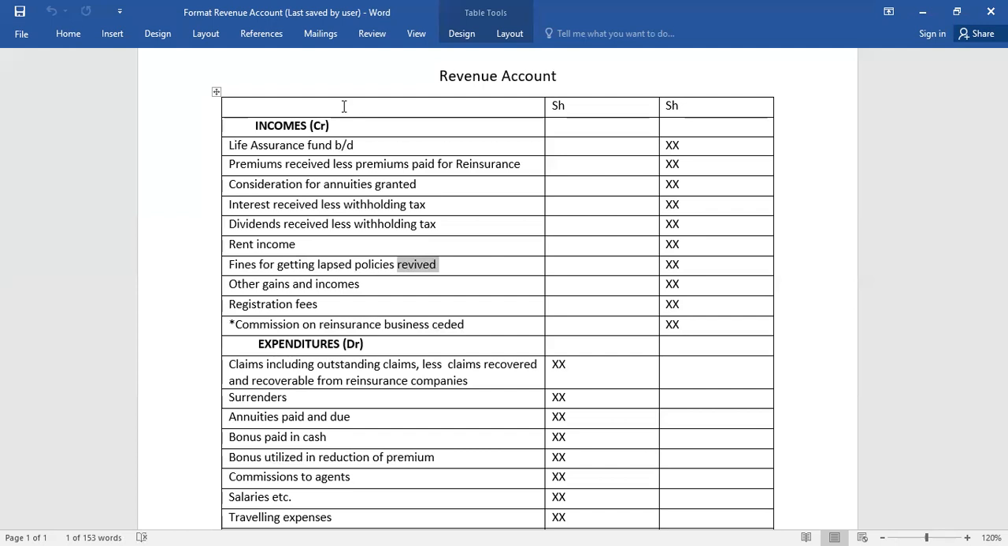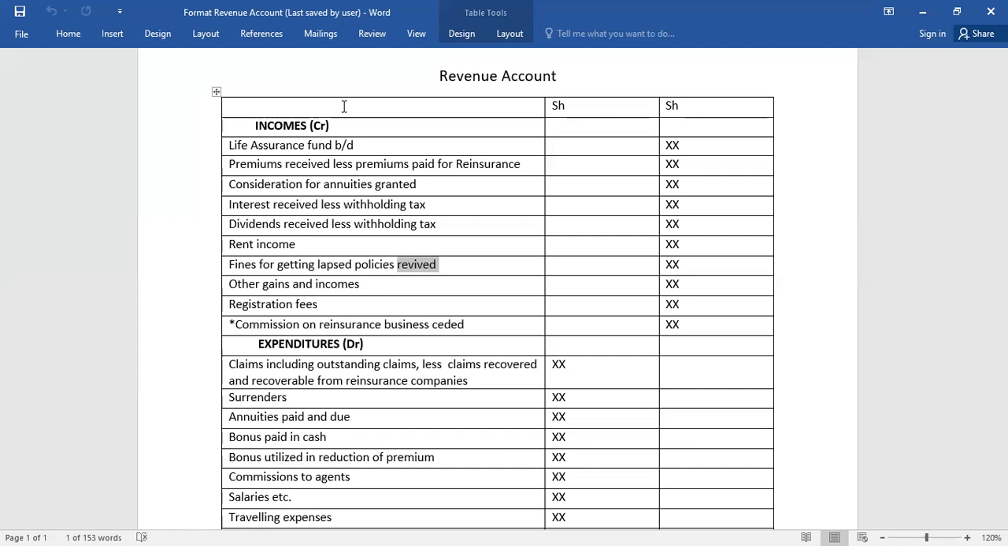Same thing to claims. Any expense that is related to this claim is added, and then out of the total claims outstanding at the beginning of the year, we are going now to deduct the reinsurance recoveries. That's why I'm talking of less premiums paid for. That's why I'm talking of the less recoverable from the insurance company.